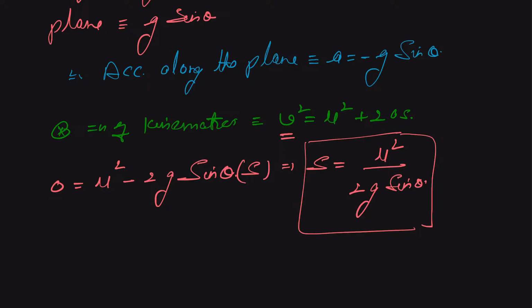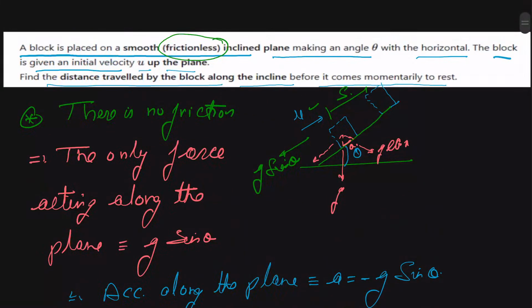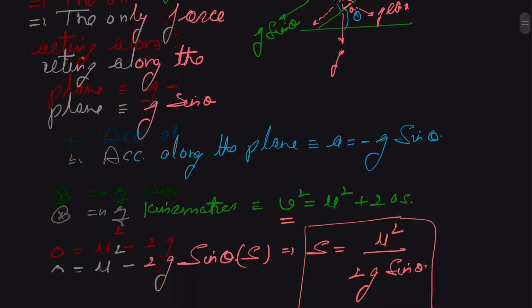Momentarily is written because there is no friction. So momentarily it comes to rest, then it is going to slide in the downward direction. Okay, that's why it is mentioned as momentarily. Next question.